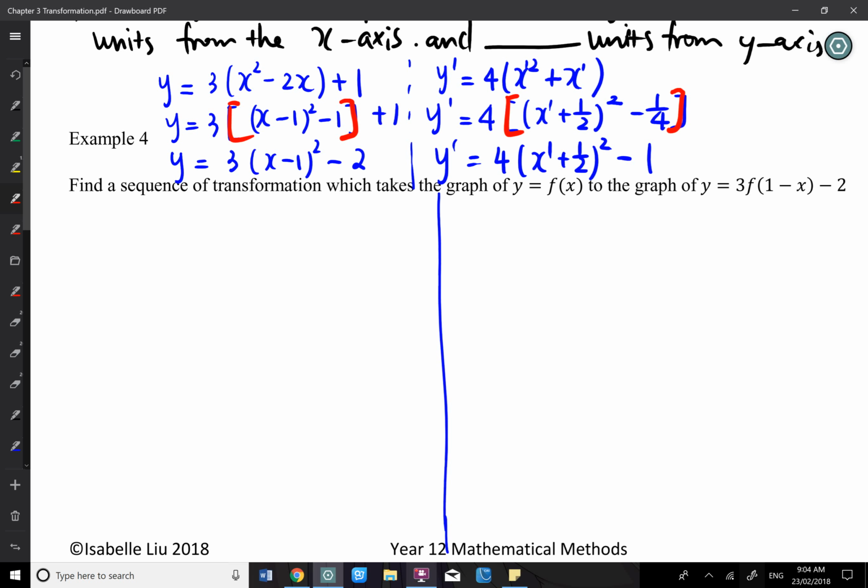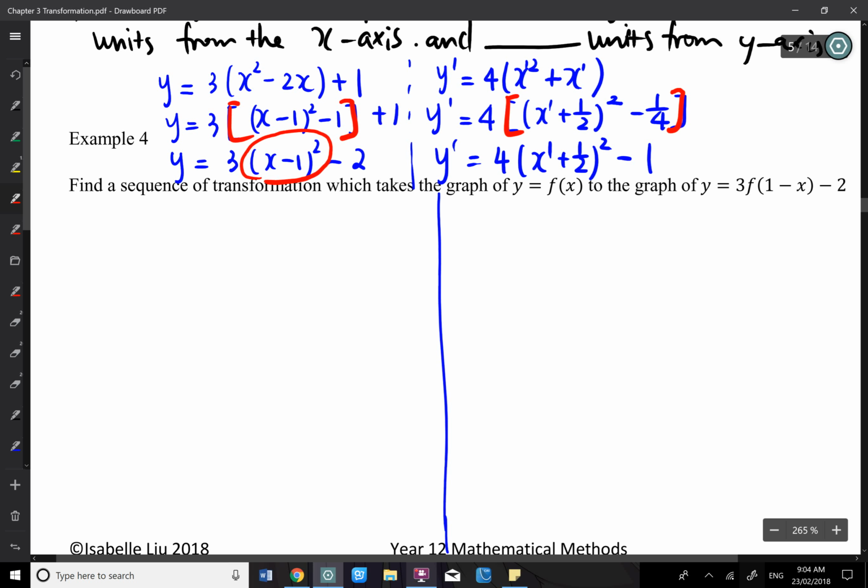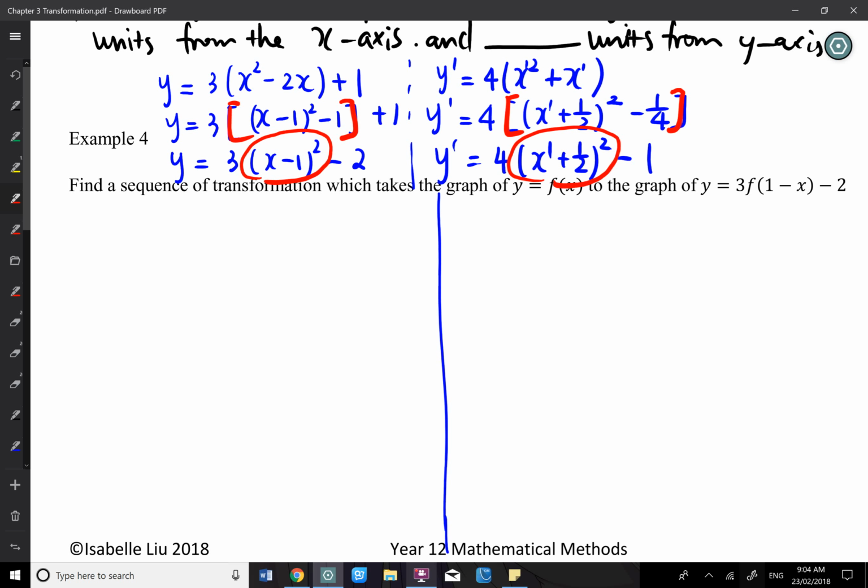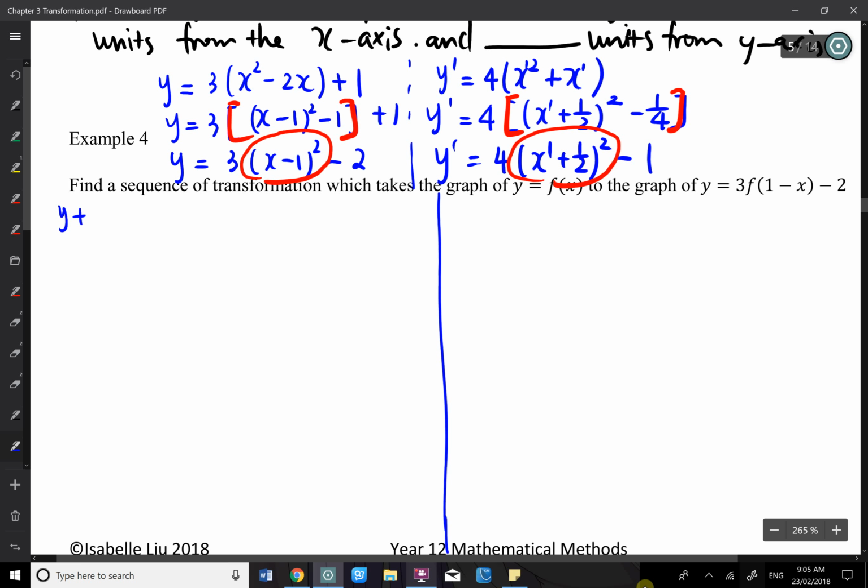So if we think about the transformation here, again, my rule here is this: something squared. As I talked about yesterday, bracket square, bracket cubic, bracket quartic, they are the rule. That's what you need to keep on the right hand side. So I will write y plus 2 over 3 equals x minus 1 squared. y dash plus 1 over 4 equals bracket x dash plus half squared.